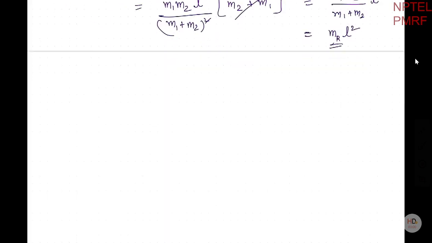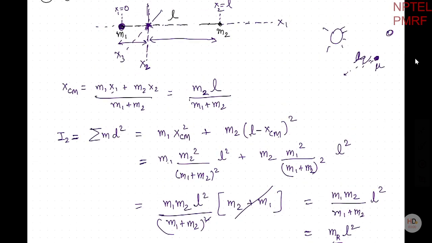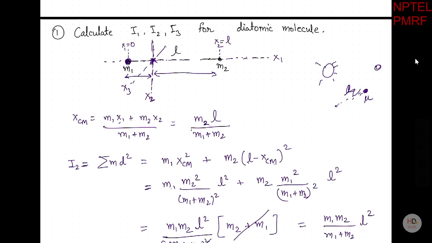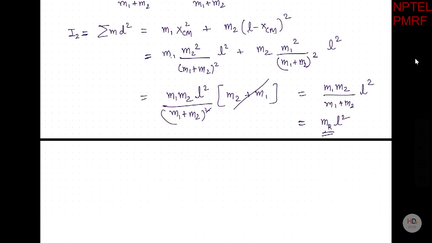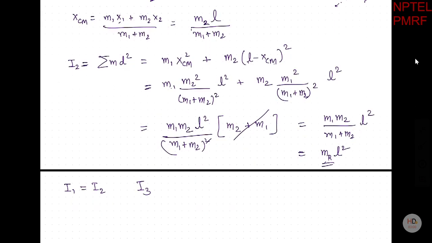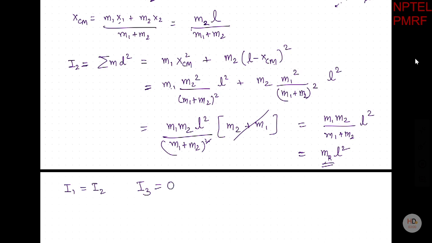Okay, once you know I2, we know that I2 and I1 are arbitrary, perpendicular to this. So this is I1, this is I2. Both of them should be the same because x1 and x2 should be the same. So I1 is equal to I2. And what about I3? So x3 is passing through this point. So the distances of the masses from the axis would be 0. So I3 is 0. Okay.